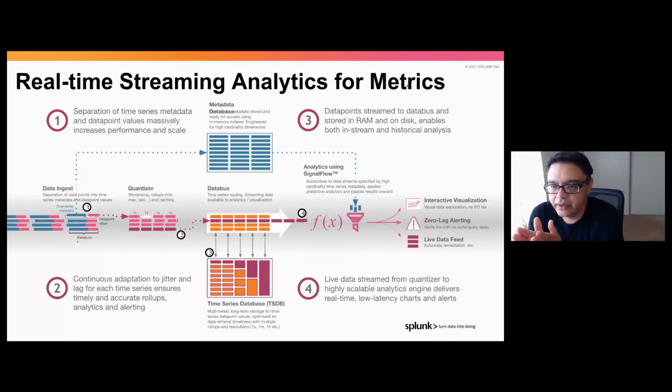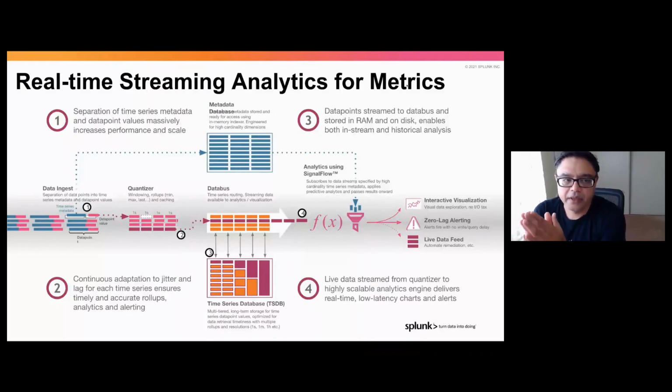And in our analytics, you can analyze all the metadata that is coming into the system. Second, as the data is coming in, we are automatically doing rollups. So 1 minute, 5 minute, and hour rollups are done as the data is coming in.